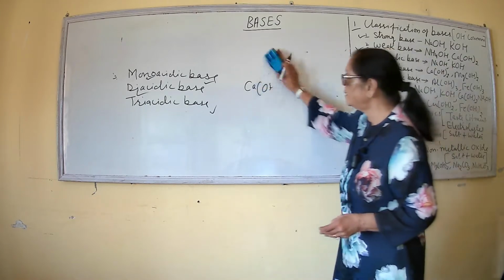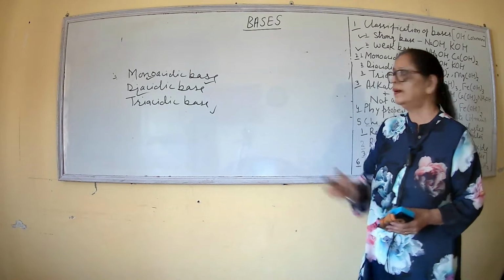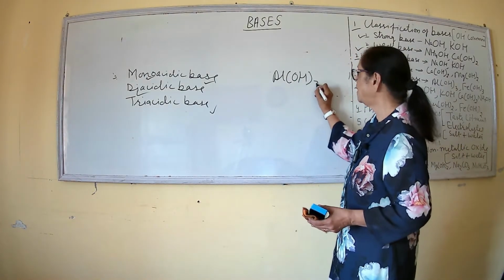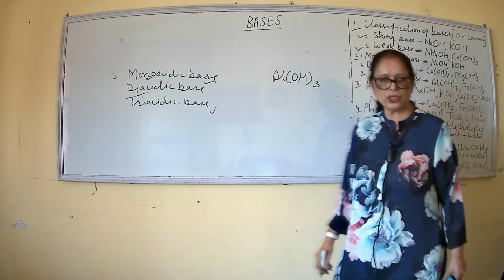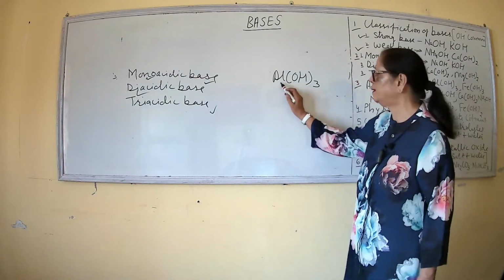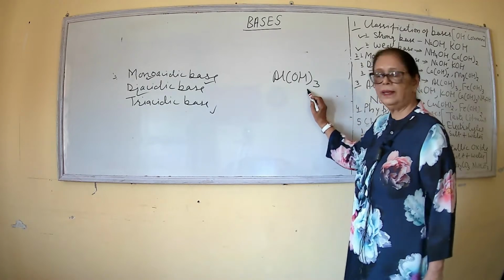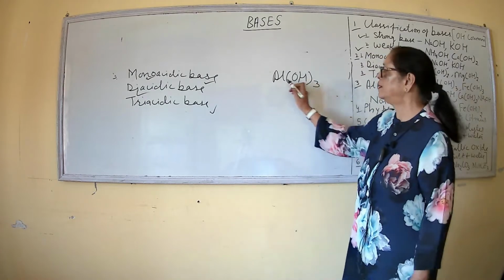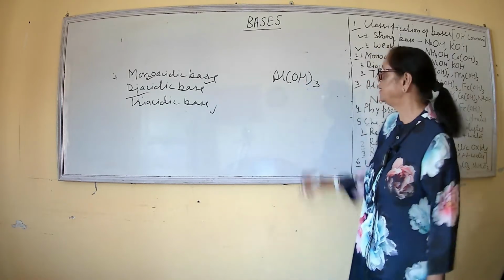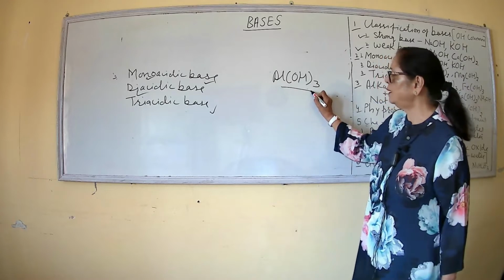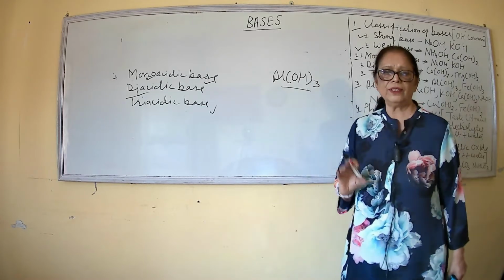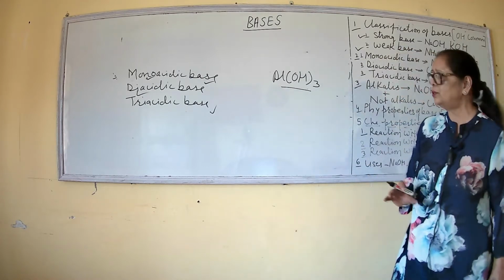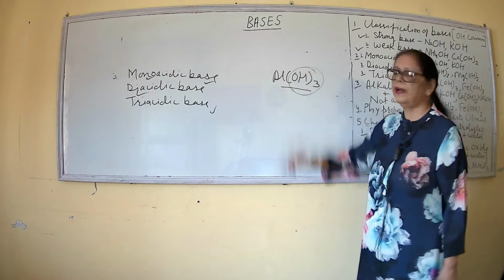We have triacidic bases also, like Al(OH)3, aluminium hydroxide, because aluminium has valency 3, so it will react with 3 hydroxide ions, and hydroxide's valency is 1, that is why it will react with only one aluminium atom. So this is aluminium hydroxide. It has 3 hydroxide ions in it. So during the ionization process in aqueous solution, it will release 3 hydroxide ions.